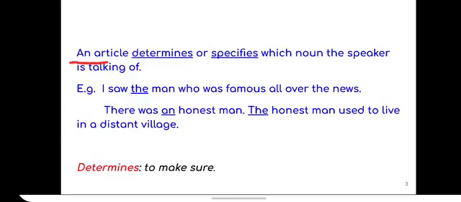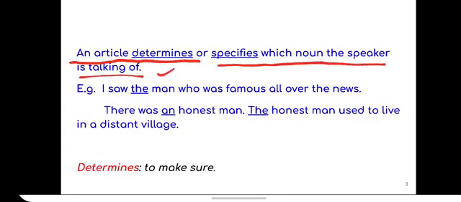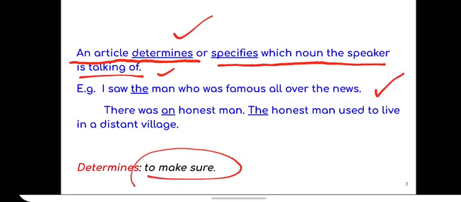So an article is something that determines or specifies which noun the speaker is talking of. When you are saying something, normally when we utter words from our mouth, there will be a noun in the sentence, and before the noun we normally use articles to make sure which noun we are talking about. For example, I saw the man who was famous all over the news.